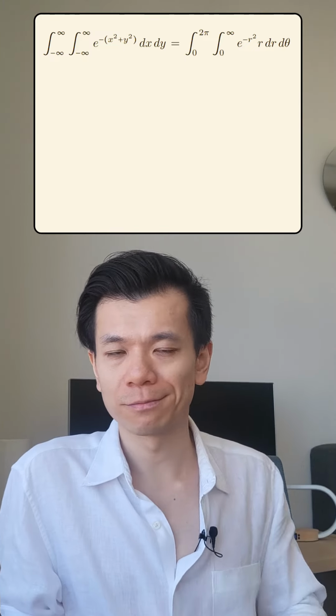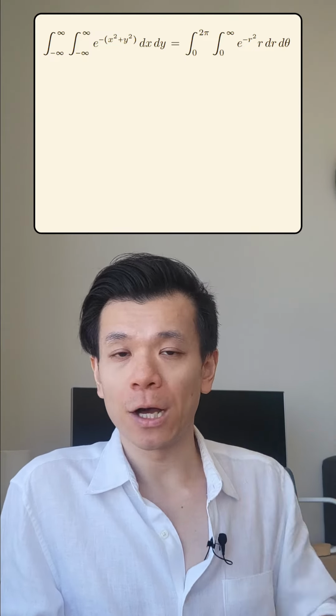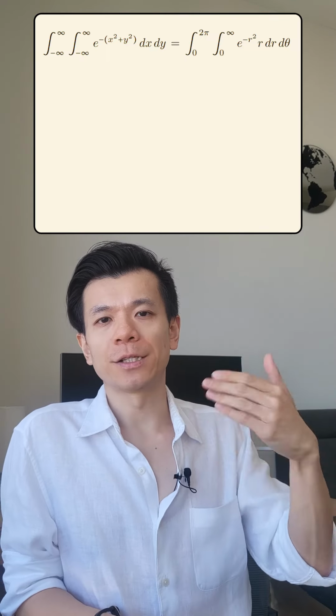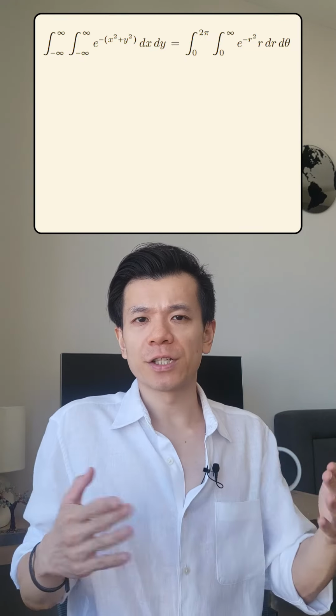Don't forget about the r. That r has been the bane of many calculus students in the past. The bounds will now be from 0 to 2 pi for theta and 0 to infinity for r. And now we just rearrange the integral a bit.